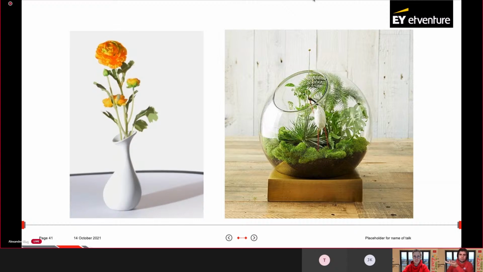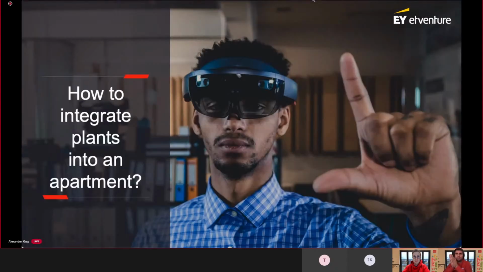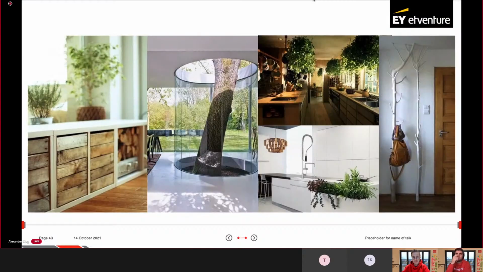So if I give you another question, how to integrate plants into an apartment. This is a more open question. And now maybe you see the difference between the first question and this question. People are thinking in answers to the question. This helps people come up with a creative mind, and this could be more kind of solutions, what you think of. So now you see it's more innovative, more thinking outside the box, more thinking beyond. And this is what we're looking for.